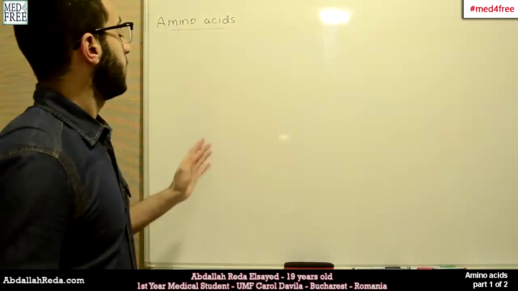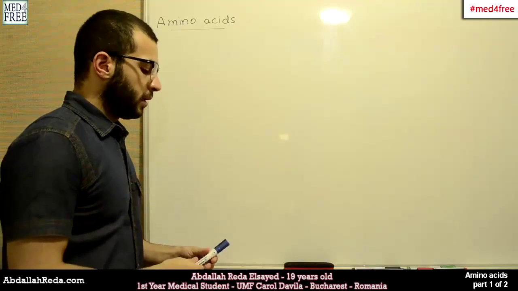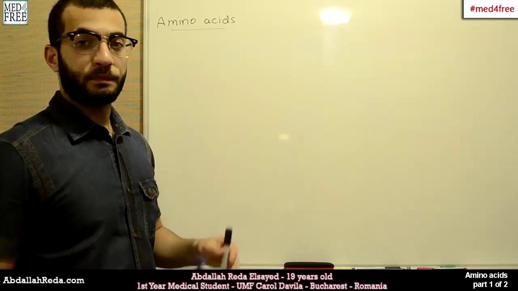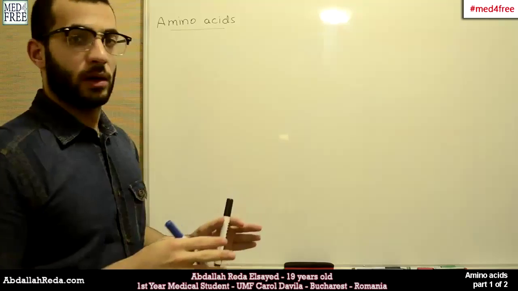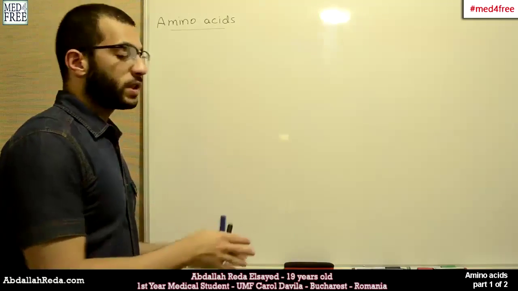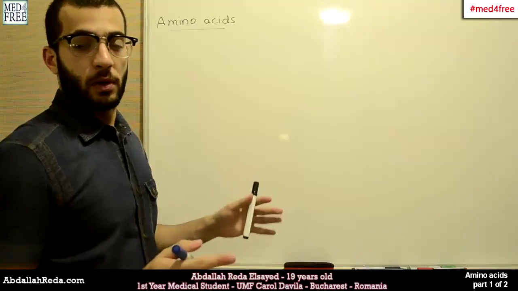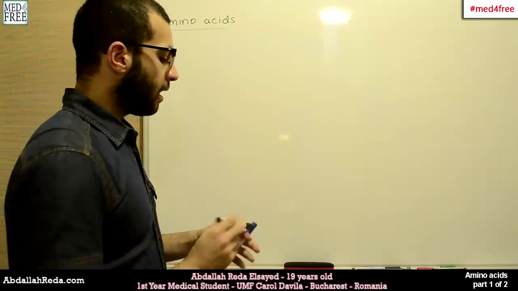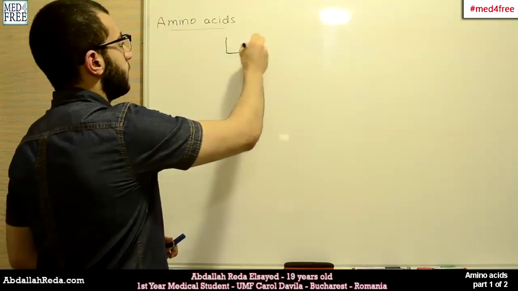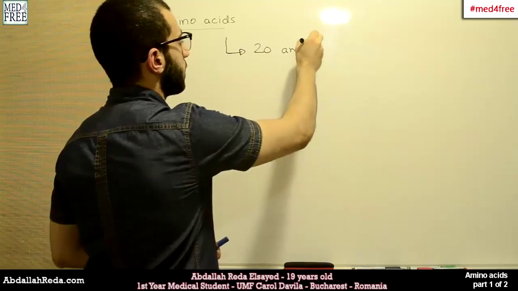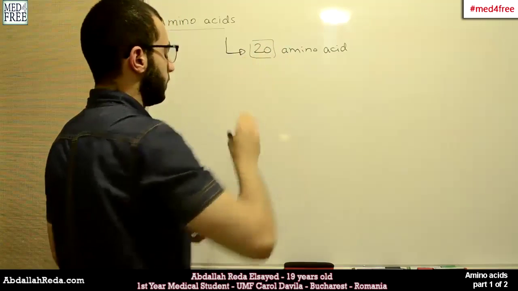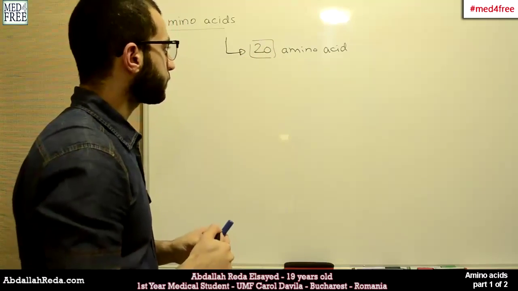Today we're going to talk about amino acids. Amino acids represent a very important topic in biochemistry because they are the building blocks for proteins. They are stacked together to form a bigger particle, which is the protein. And inside our bodies, just 20 amino acids are involved in the process of protein synthesis.